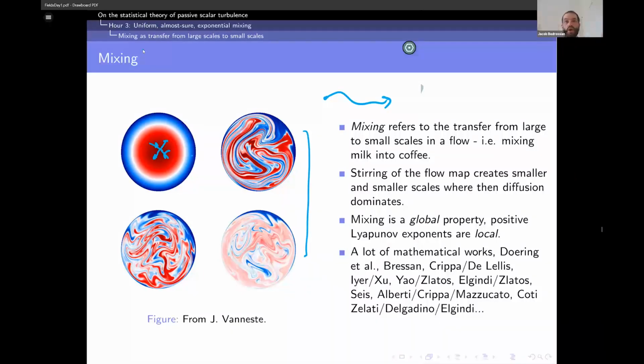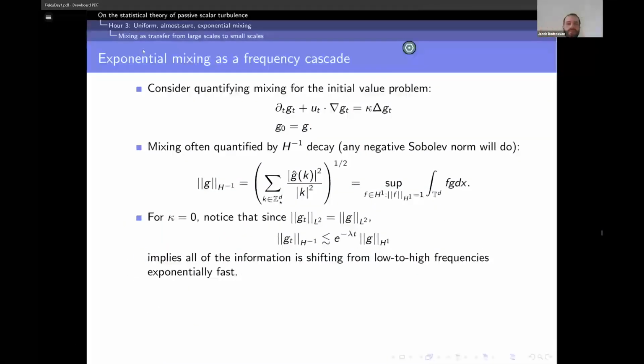But here we need a global thing. We need to know that all of this blue gets interchanged with all of this red. And so mixing is actually a much, much stronger property. And as we'll see, it's strictly stronger. So you can't prove exponential mixing if you don't have a positive Lyapunov exponent. And so we need to improve our results. So how are we going to quantify this?